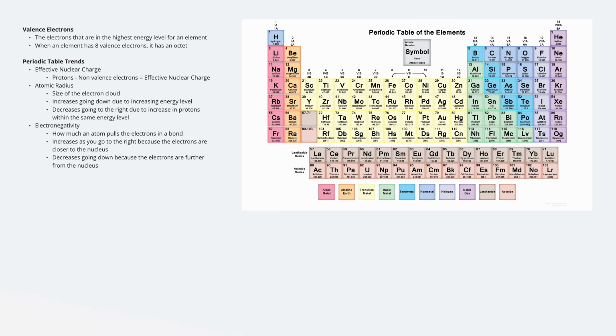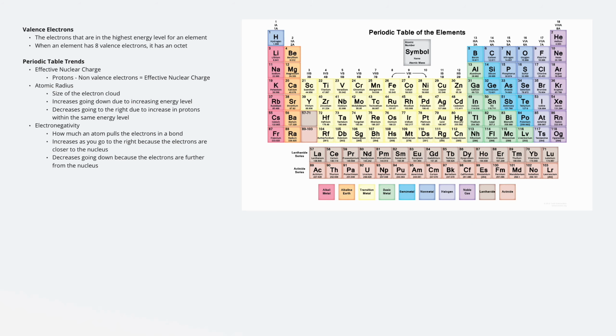So then real quick, let's just do magnesium, for example. Magnesium would have 12 protons minus 10 non-valence electrons because it has 2 valence electrons. So we would do 12 total electrons minus 2 valence to give us the non-valence, giving you an effective nuclear charge of 2. So 12 protons minus 10 non-valence electrons.